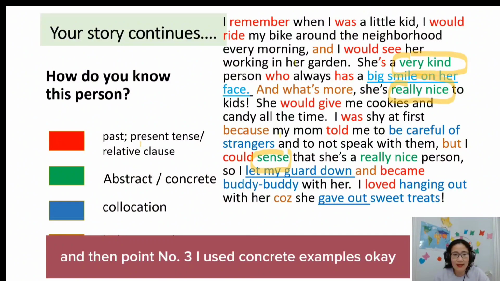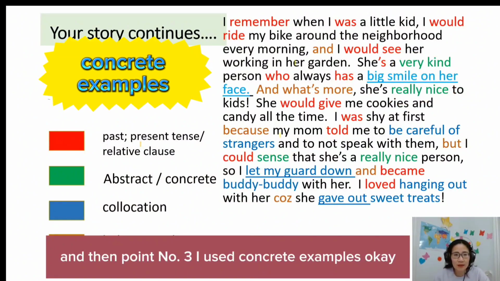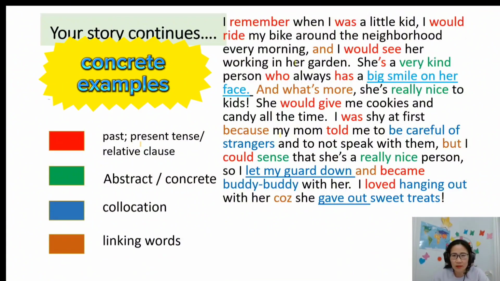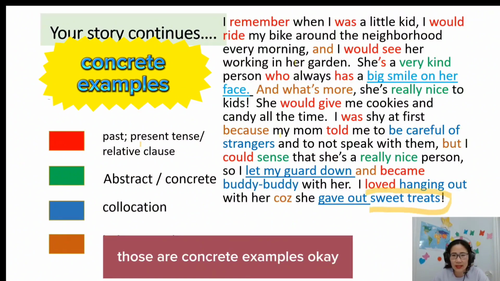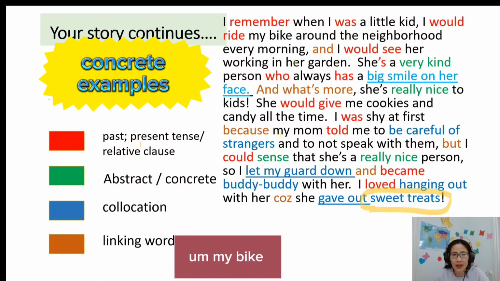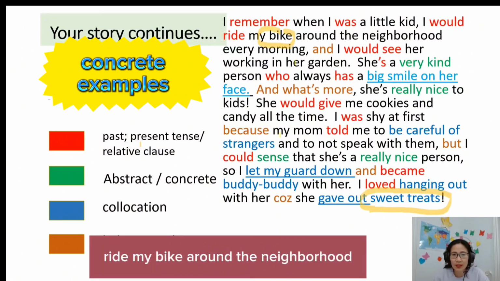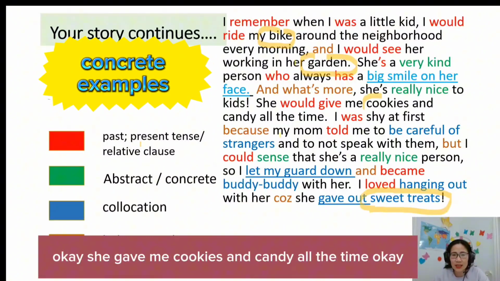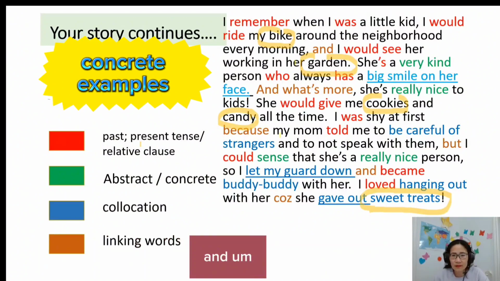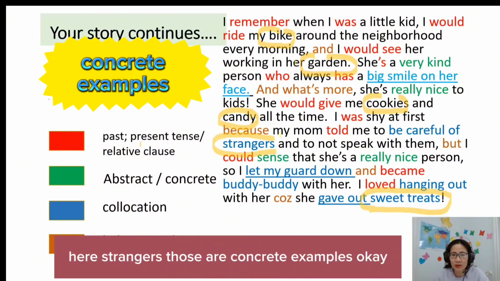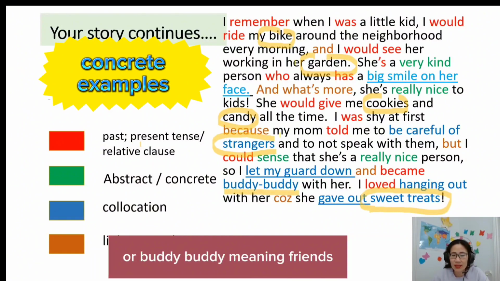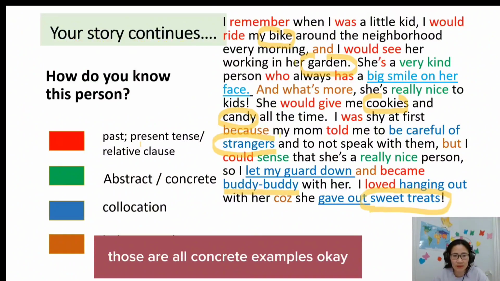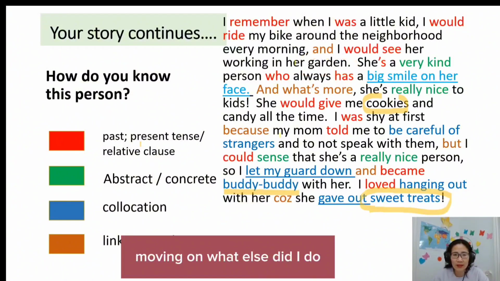And then point number three, I used concrete examples. Concrete examples: sweet treats. My bike, ride my bike around the neighborhood, working in her garden. These are the things that she did. She gave me cookies and candy all the time. And here, strangers. Those are concrete examples. Or buddy buddy, meaning friends. Those are all concrete examples. Okay, moving on. What else did I do?